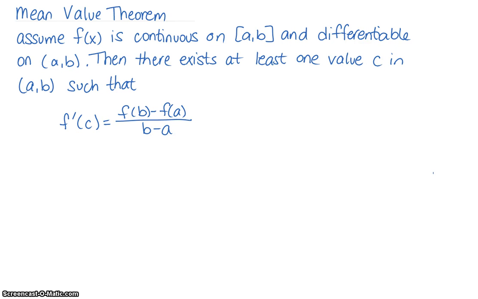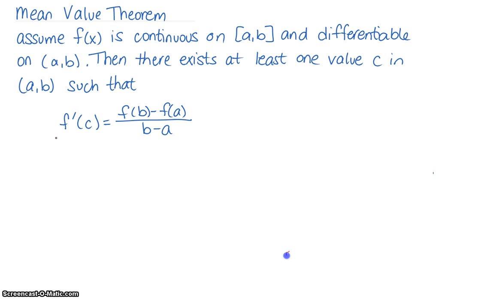So today we're going to look at the mean value theorem and how it relates to what we saw the other day with Rolle's theorem. Ultimately, Rolle's theorem is a special case of the mean value theorem. The mean value theorem says that if you have a function that is continuous on a closed interval [a, b] and differentiable on the open interval (a, b), then there exists at least one value c where the derivative is equal to the slope of the secant line that uses points a and b.